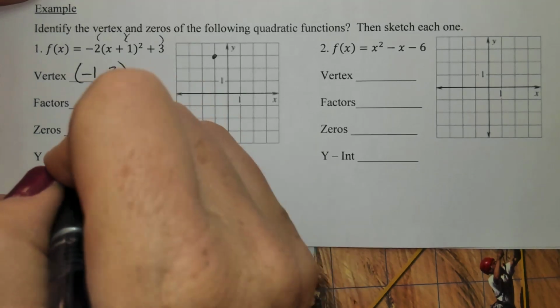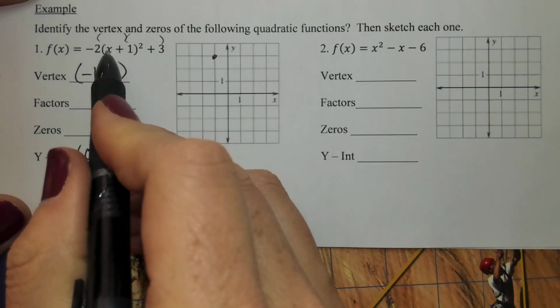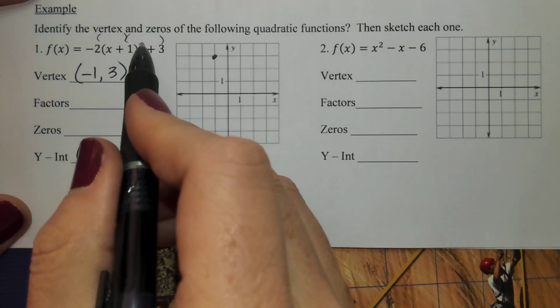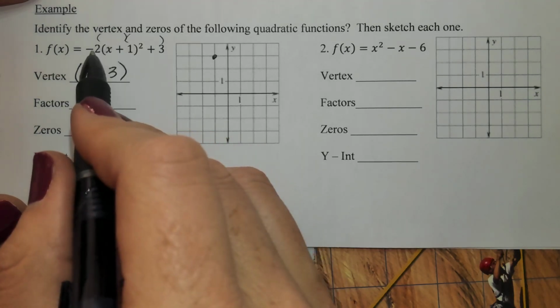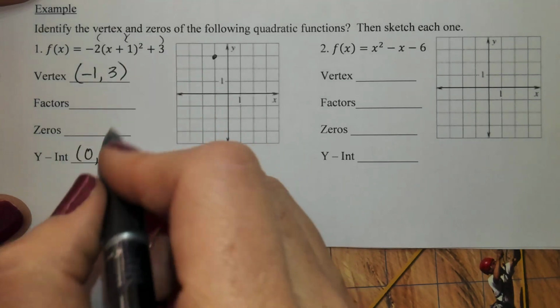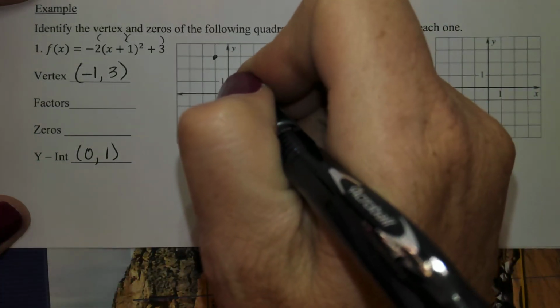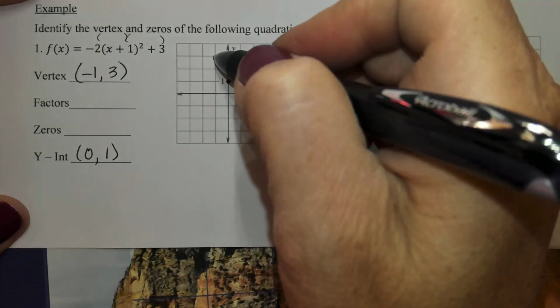My y-intercept, though, that's a little easier. I just put a 0 in for x. 0 plus 1 is 1. 1 squared is 1. 1 times -2 is -2. And then plus 3 gives me a 1. So (0, 1) is my y-intercept. That's nice. That's my vertex.